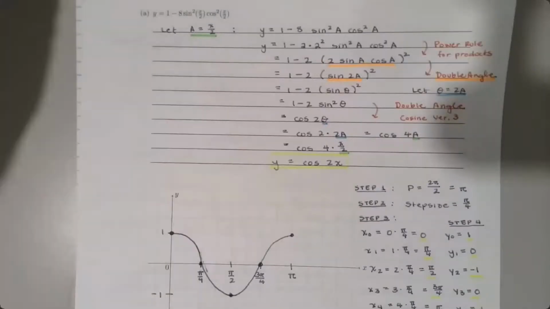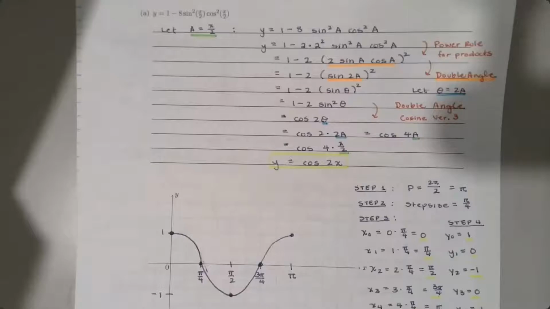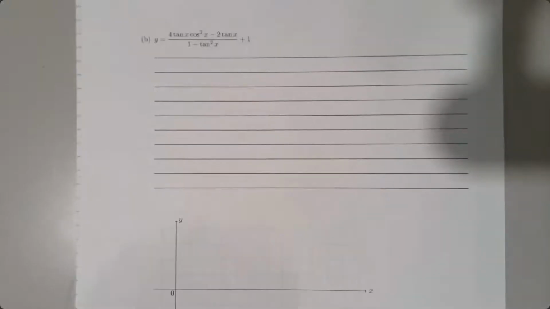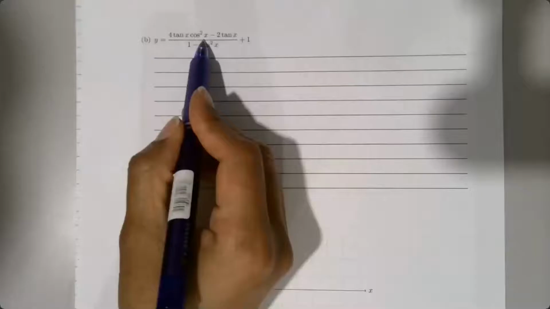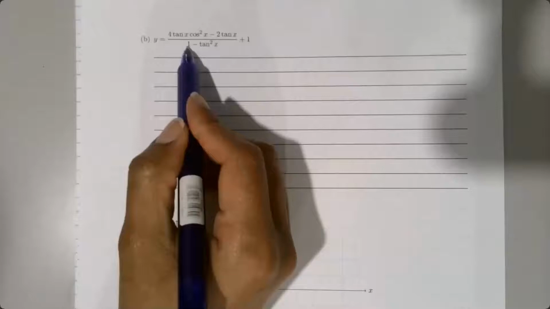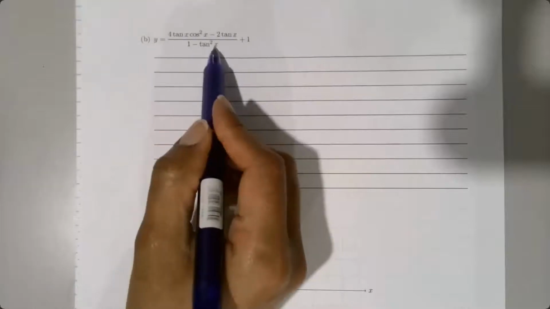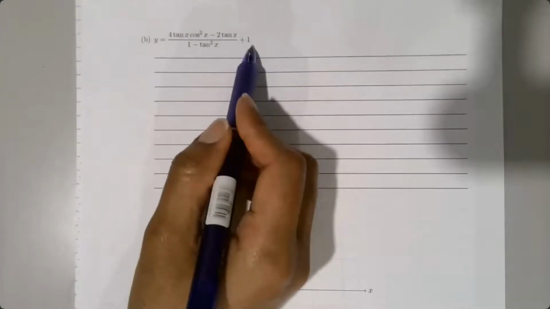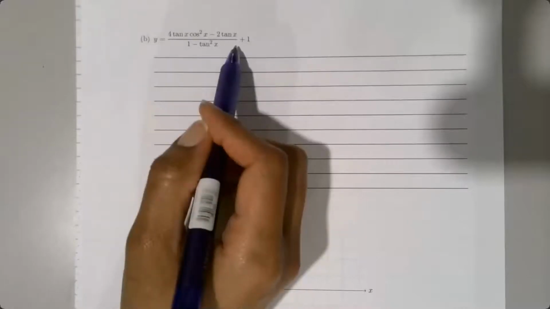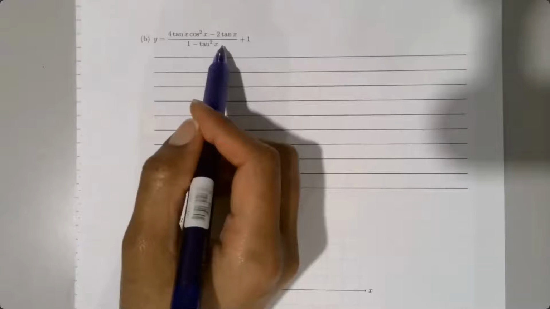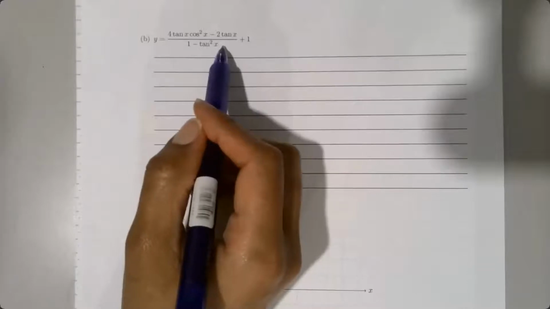We have one more problem that is very similar to what we have there. We have to graph 4 tan x times cosine squared x minus 2 tan x over 1 minus tangent squared x plus 1. Again, this is extremely ugly. We've never had to graph anything like that in the past. So we're going to try to use our identities to boil it down to something that is simpler and of the form that we know how to graph.